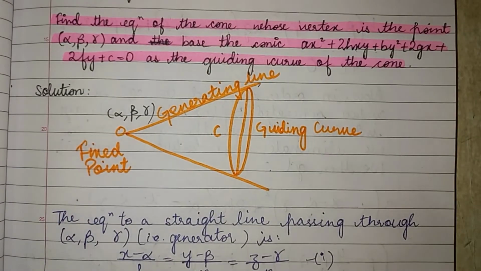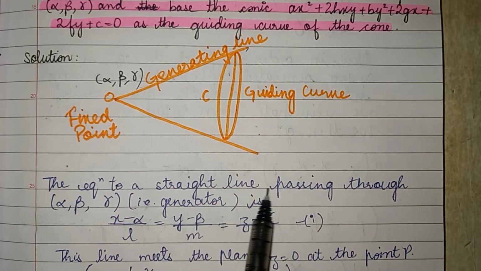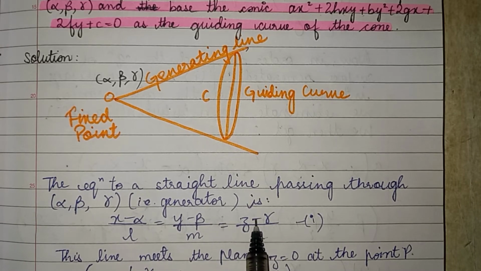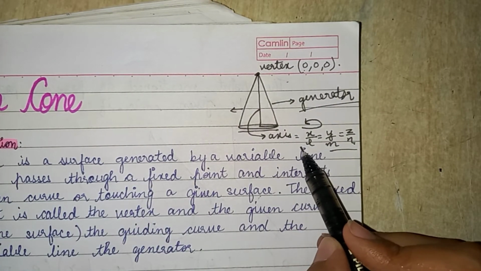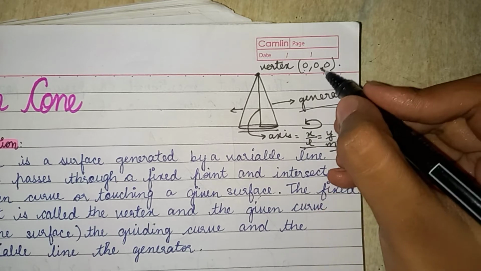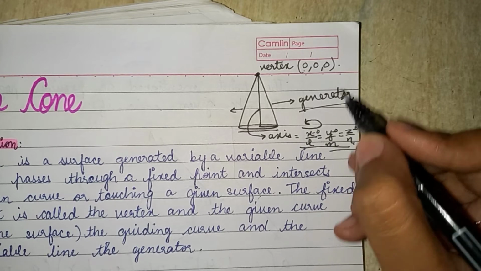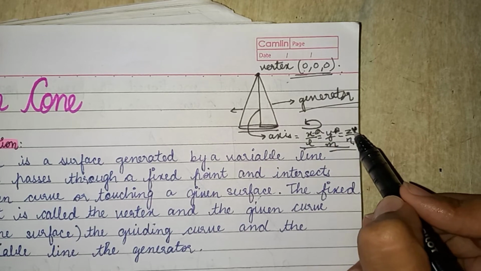So moving further, the equation to a straight line passing through alpha, beta, gamma, that is the generator, is (x minus alpha) upon l is equal to (y minus beta) upon m is equal to (z minus gamma) upon n, and we will denote this as first equation. Since I have already told you here that the equation of the axis would be this, since the vertex was 0, 0, 0, it was something like this. And now here we have already given the points, so we will take it as alpha, beta, gamma.